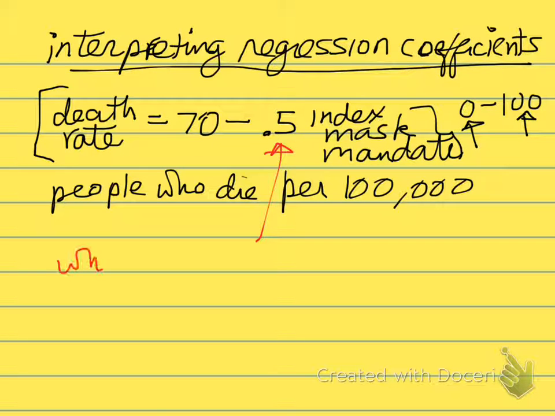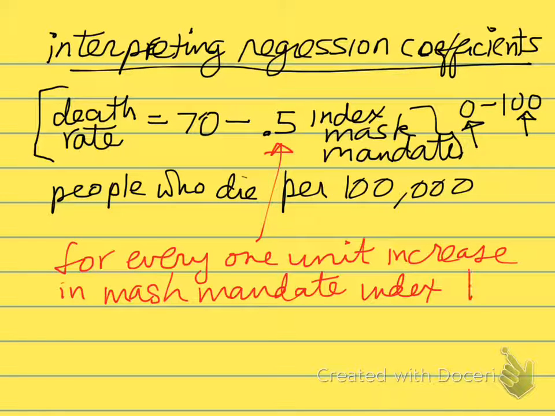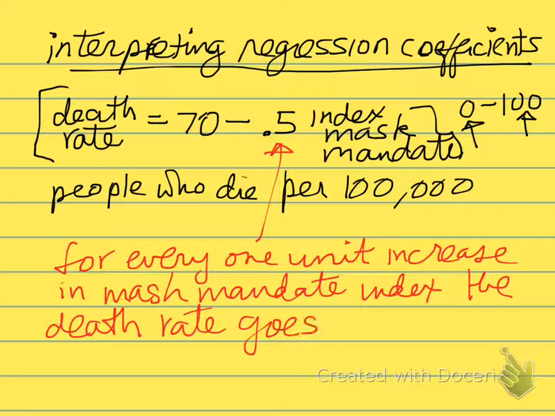Well, for every 1 unit increase in the mask mandate index, the death rate goes down by 0.5. So that's how we would interpret it.